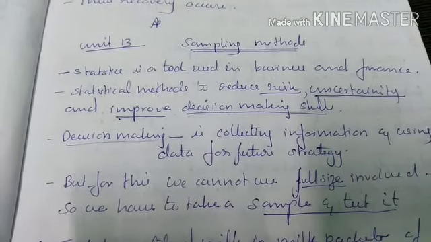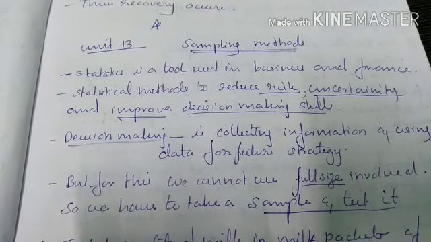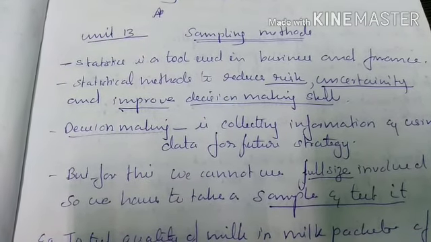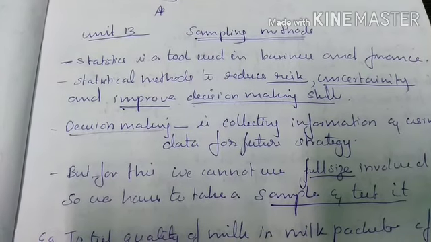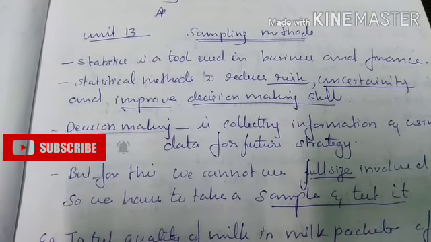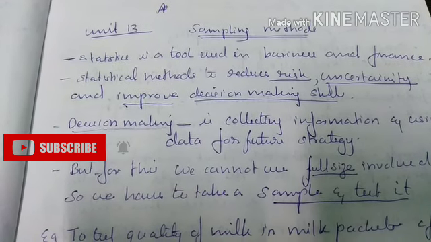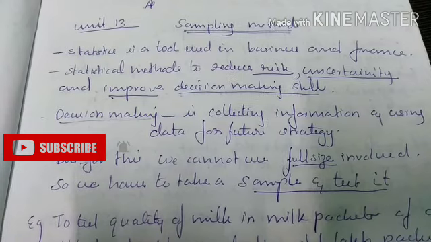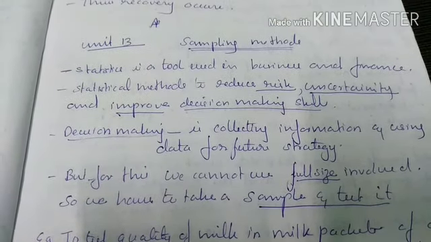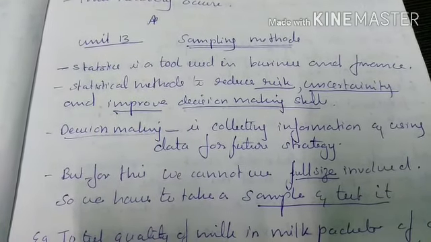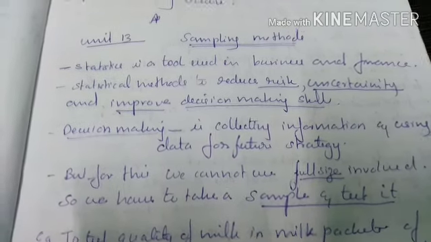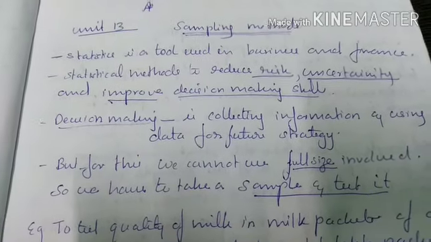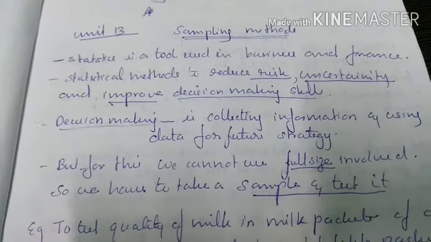Statistical methods reduce risk and uncertainty and improve decision making skills. So we are using these statistical methods for all these improvements like risk reduction, uncertainty, etc. Decision making is collecting information using data for future strategy. So collecting data will help us to make a future strategy so that the business will be successful. That's why we mainly use statistics.